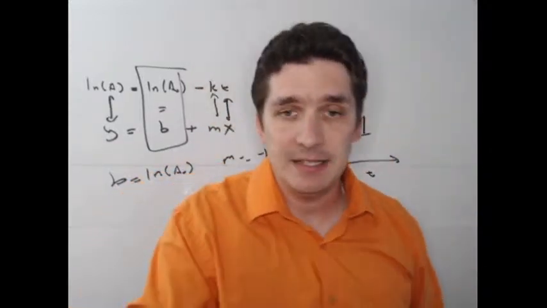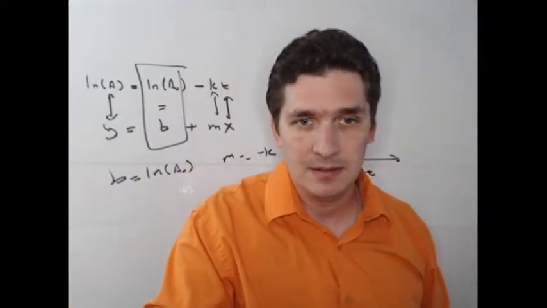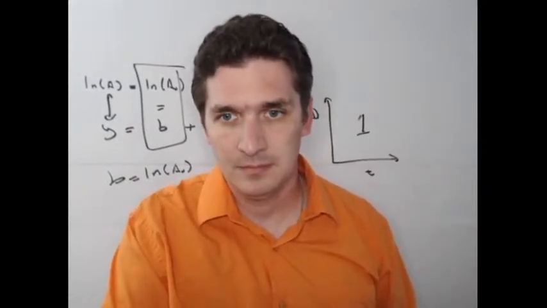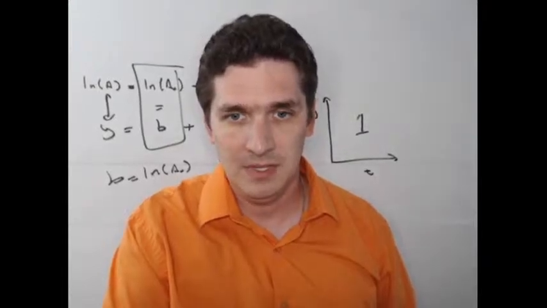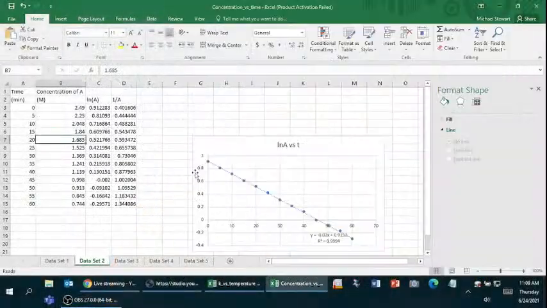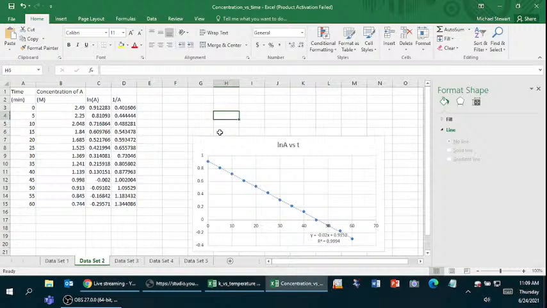So if I go back to the data sets, just a minute. My slope here is minus 0.02, and my y-intercept b is 0.9152. So my slope is equal to negative k, so k here is 0.02, and you have to go to 3 sig figs, so 0.0200.